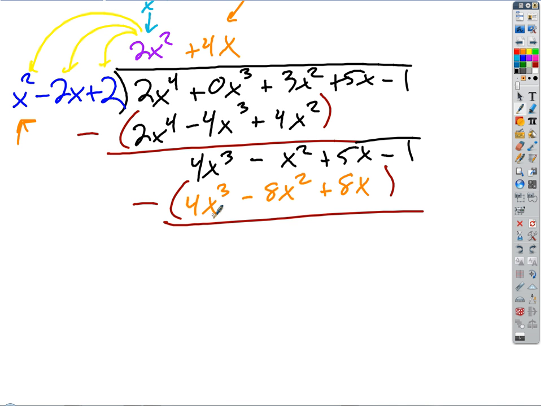Cancels. Needs to. You see why it has to cancel? Every time that first term cancels, you see that we're just simplifying the polynomial. It's getting smaller every time, right? Negative x squared minus negative 8x squared is? Good. Positive 7x squared. 5x minus positive 8x. Bring down the negative 1.